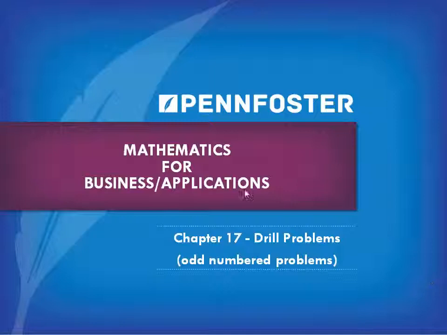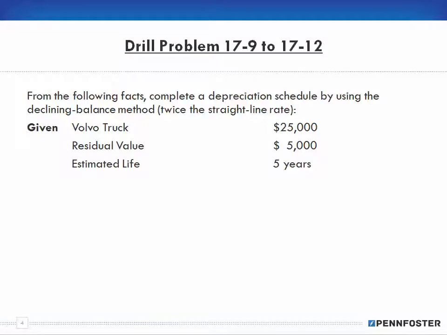We're doing Chapter 17, the drill problems, and even though it's odd-numbered problems, just like the previous video, we're going to cover more than the odd-numbered problems due to creating schedules of depreciation, and the textbook has it so that each problem is just each year of that particular schedule. So we finished straight line, and that took us through problem 8, and now we're going to be doing the declining balance method, and we'll start with number 9.